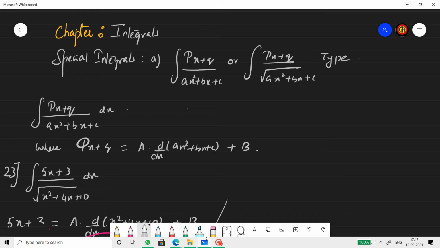Special integrals. If the question is in the form of integration of px plus q divided by ax square plus bx plus c, or integration of px plus q divided by root over ax square plus bx plus c, whether it's with root or without root, this algorithm will work.